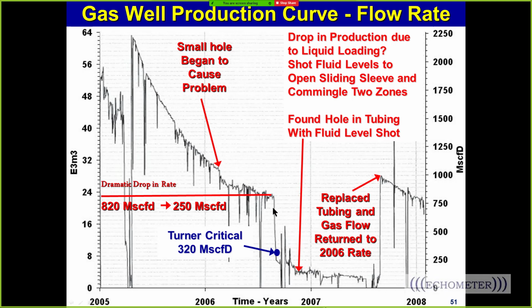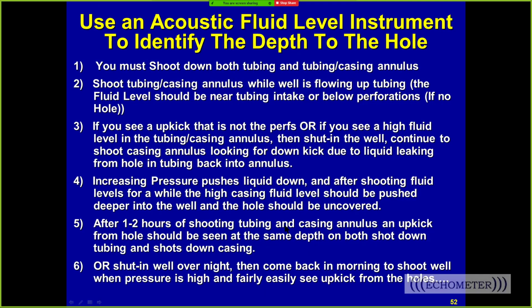So the operator went out and shot some fluid levels and found a hole in the tubing. And there's a procedure here that you have to follow. The first thing you do is shoot down the tubing casing annulus. Why? Because the fluid level is supposed to be at the end of the tubing on the casing shot. And if you shoot down the casing and see a high fluid level, then that indicates gas is flowing up the casing, and you need to investigate for possible holes.